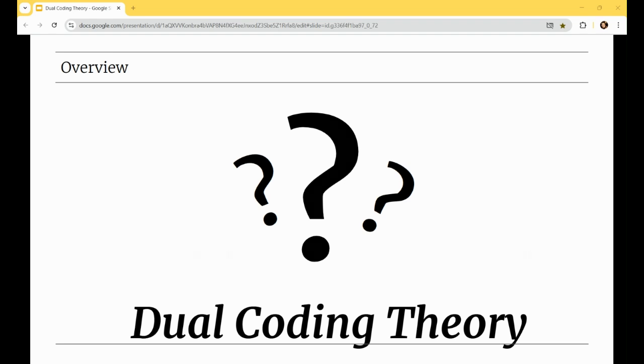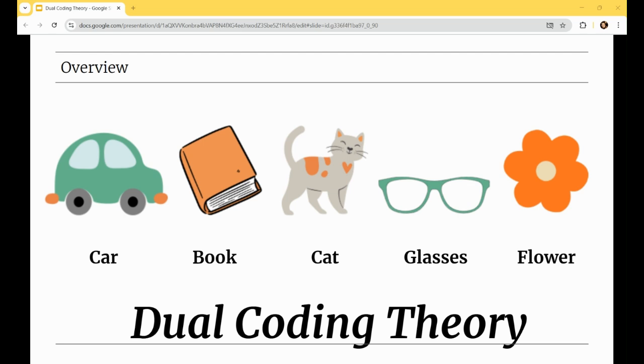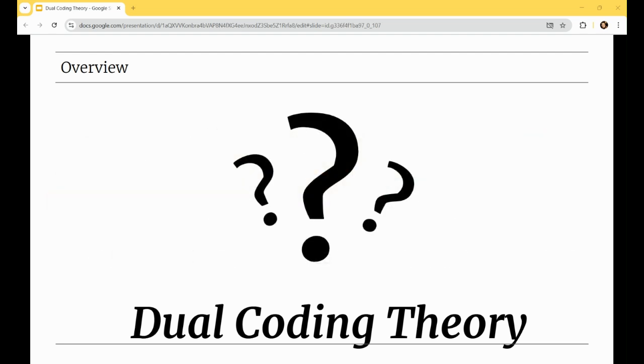Now let's try a different approach. Car, book, cat, glasses, flower. Ask yourself the same question again. How many of these words can you repeat back to me? How easy did you find your recall to be in this situation? Wait 30 seconds and try again.